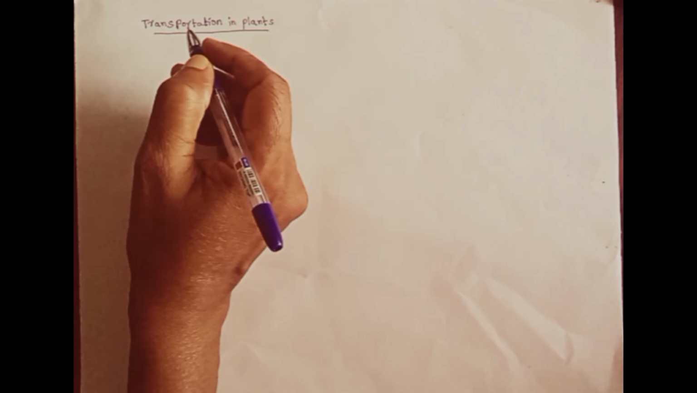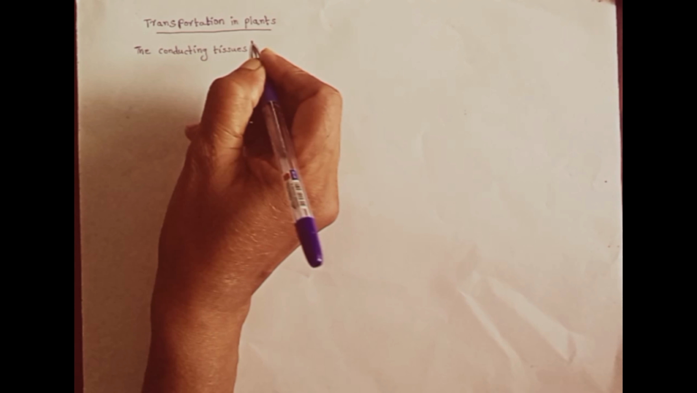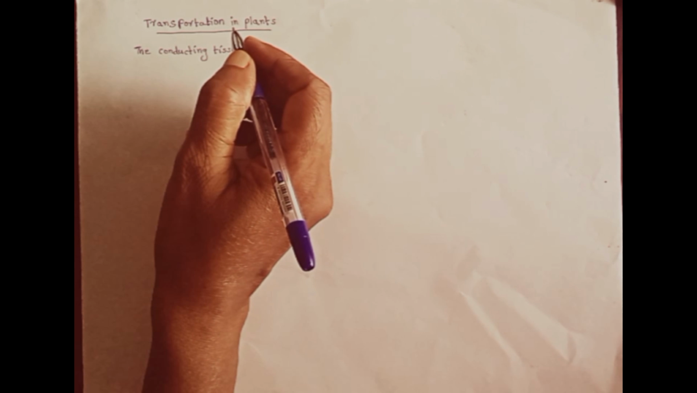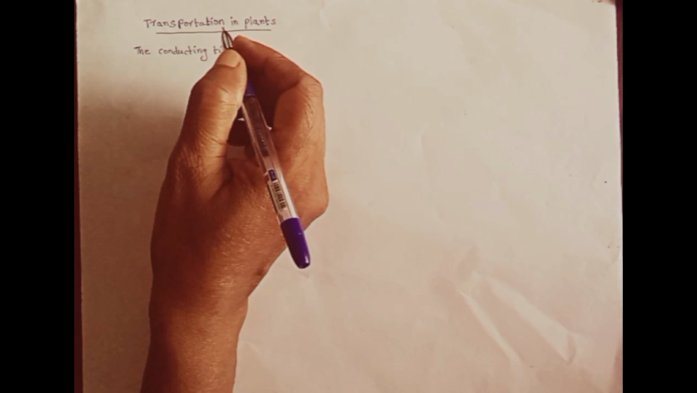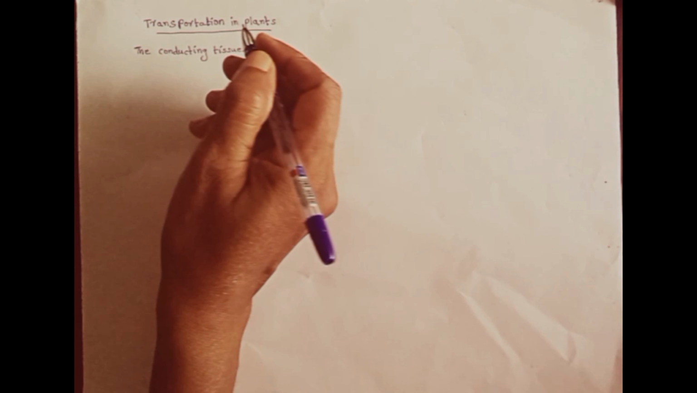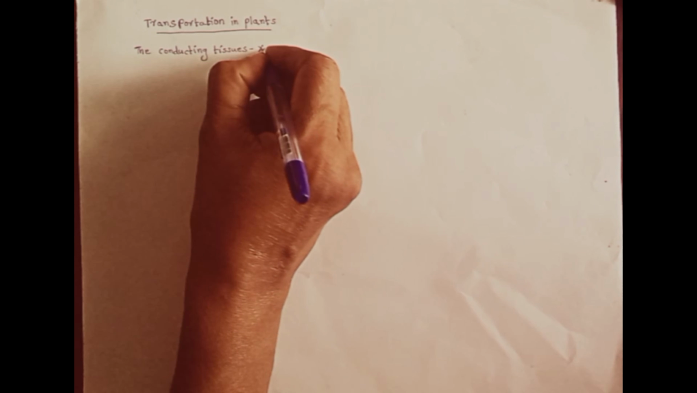Today we discussed the topic transportation in plants. First, we discussed the conducting tissues. There are mainly two complex conducting tissues seen in plants. They are xylem and phloem.